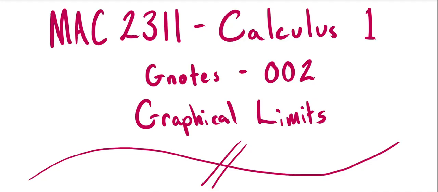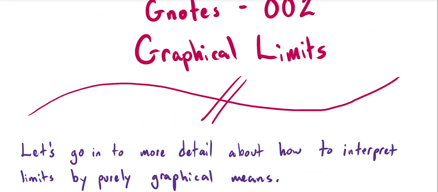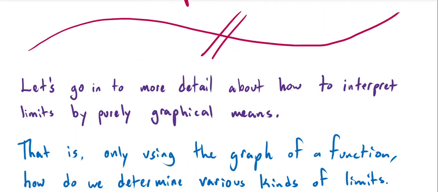Today we're going to be looking at some exercises using graphs to interpret limits. Let's go into a little more detail about how we should go about interpreting limits by purely graphical means. In other words, if we only have the graph of a function, can we interpret various kinds of limits? I'll try to give you some information about the function whose graph we're looking at, but we really are going to look at the graph itself to interpret the limit.